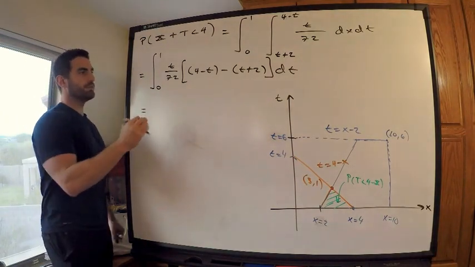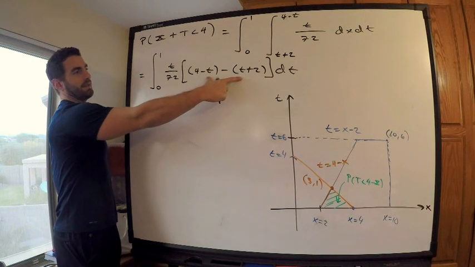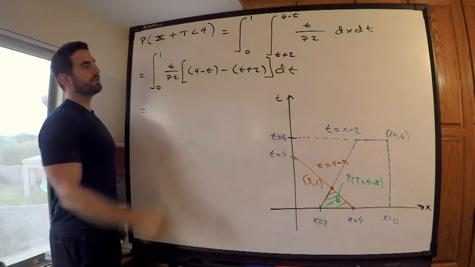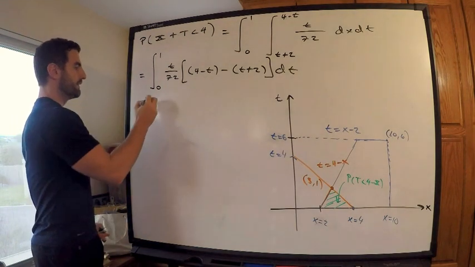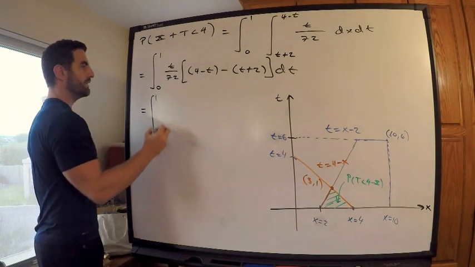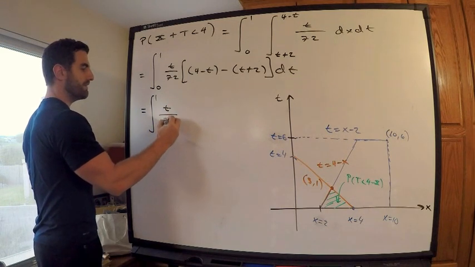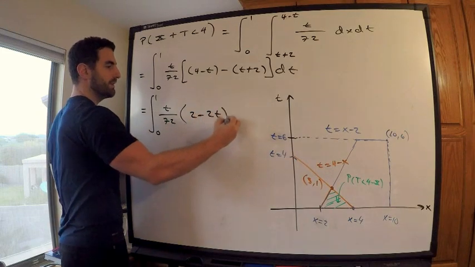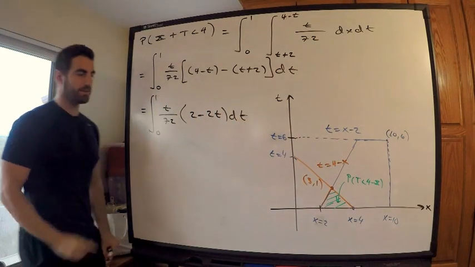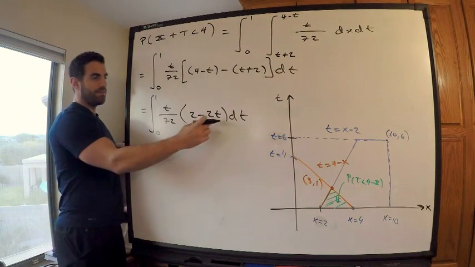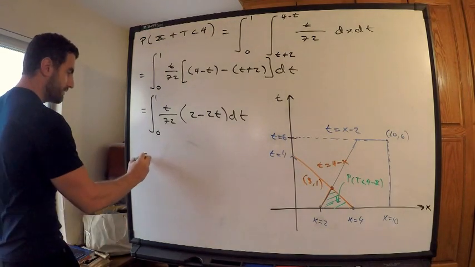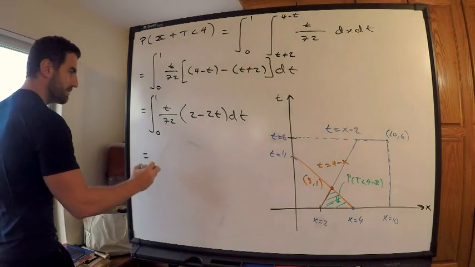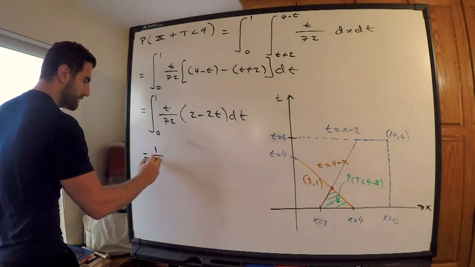Now simplify the integrand. This is going to be 2 minus 2t. So this is 0 to 1, t over 72, and then inside here, 2 minus 2t dt. This is looking good. If you like to clean it up, factor the 2 out. If I factor 2 out, I'm going to get 1 over 36.